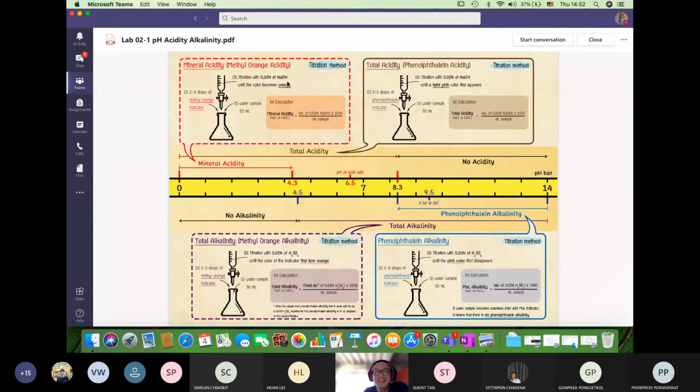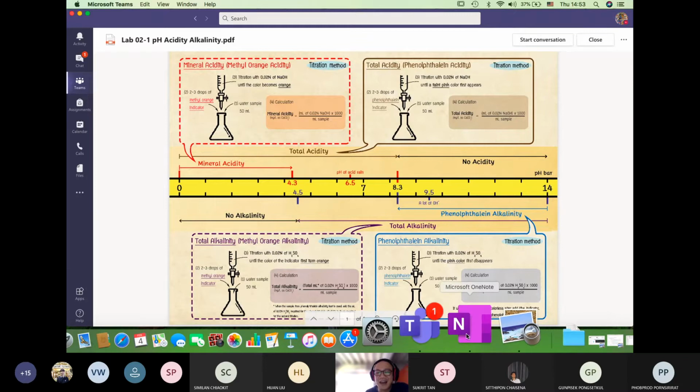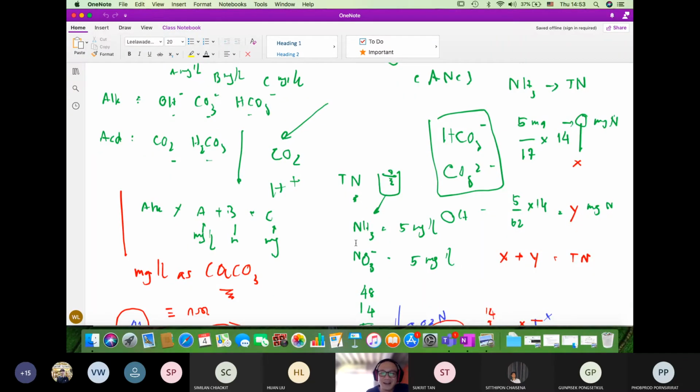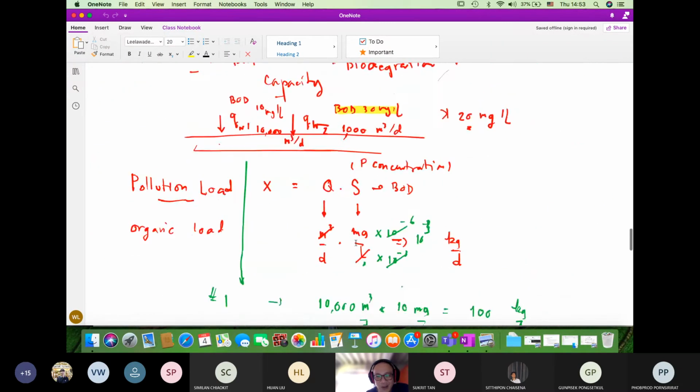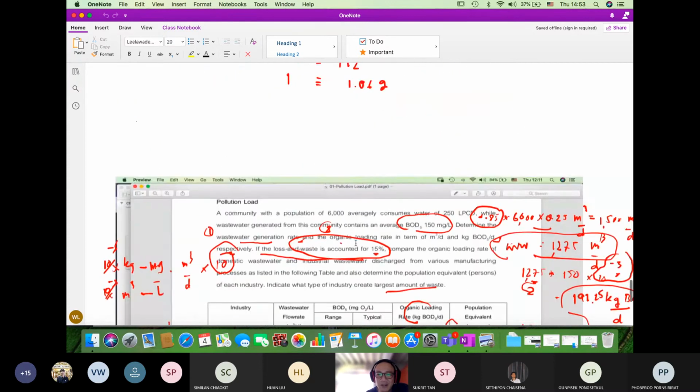Molarity, in chemistry, is a concentration. So it's basically grams of the chemical agent divided by the molecular weight. That is molarity. But for normality, it's the grams of the chemical agent divided by the equivalent weight. Have you ever heard about the equivalent weight?